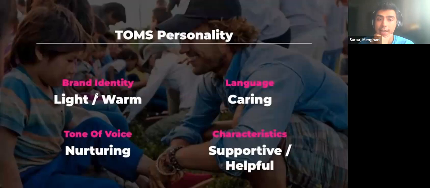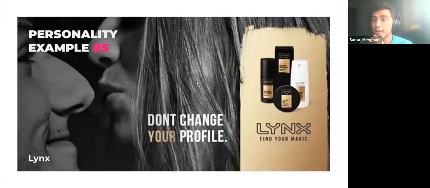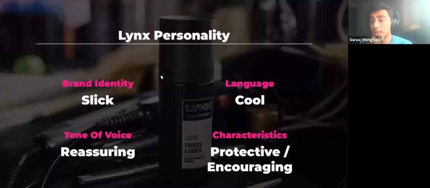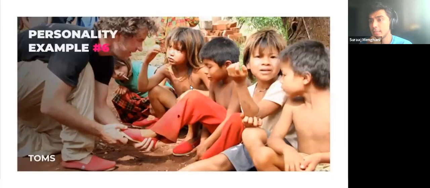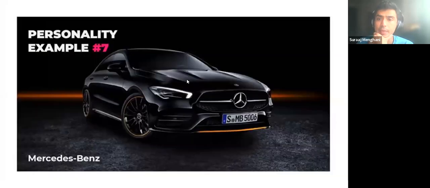Okay. So the identity is warm. Okay. Warm slash you can say loving. Okay. Characteristics are supportive and helpful. Okay. Language is caring and tone of voice is nurturing. As you can see, this is very in sync with the archetype. Okay. It's not like Axe. Okay. This was something else altogether. But this is nice. It's like caregiver, and everything is related to the caregiver aspect of things.